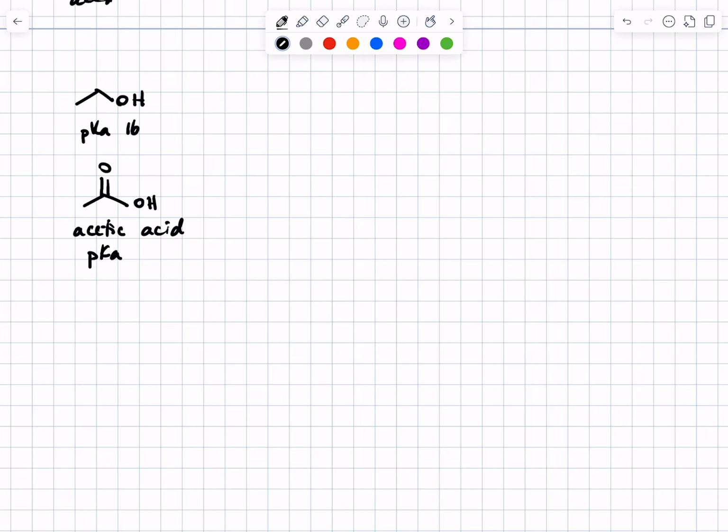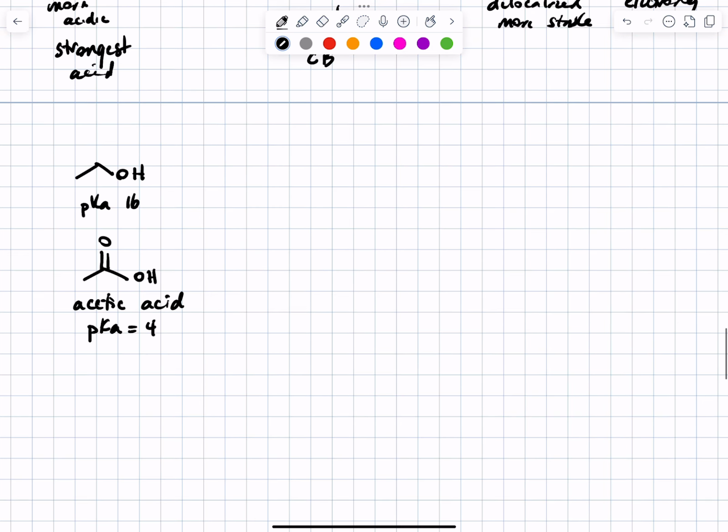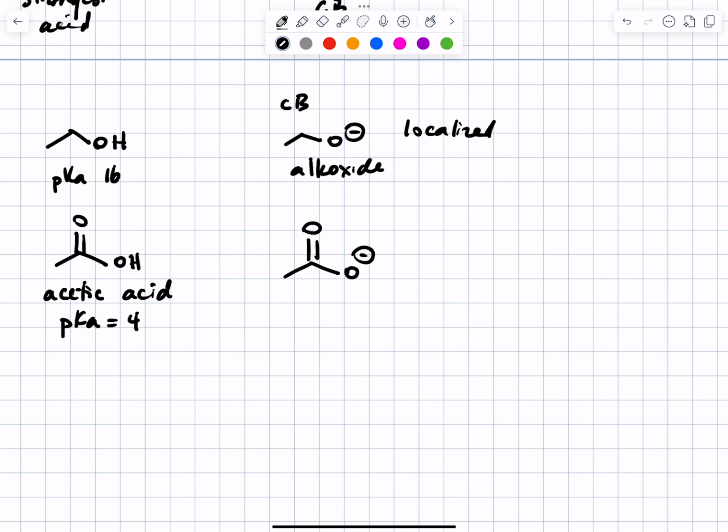And by virtue of the fact that its name has acid in it, you assume that it's more acidic than the alcohol, and indeed it is, okay? By a factor of like 1 trillion, 10 to the 12. So let's look at their conjugate bases. The alkoxide has a localized negative charge. It's on oxygen. For acetic acid, the negative charge is also on the oxygen. We call this conjugate base of acetic acid acetate, or the acetate anion, because it's negatively charged.